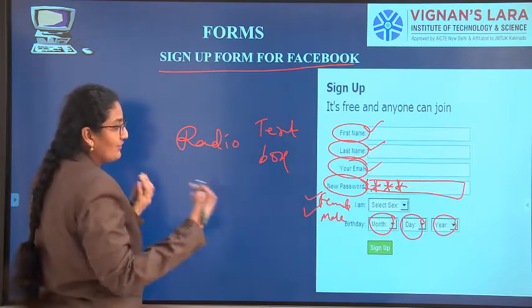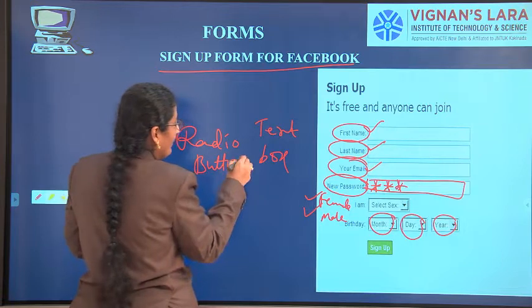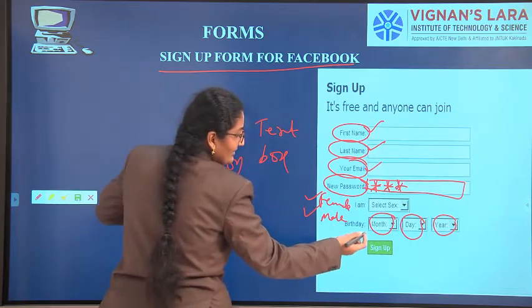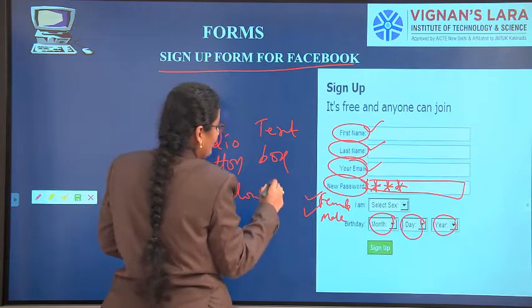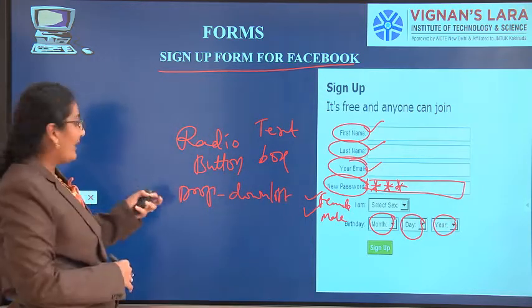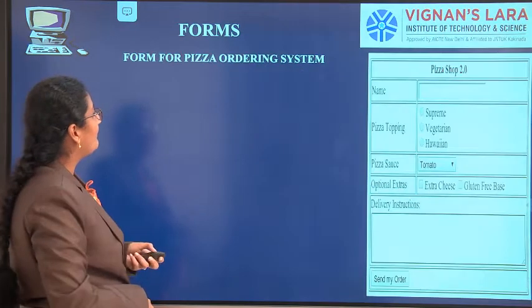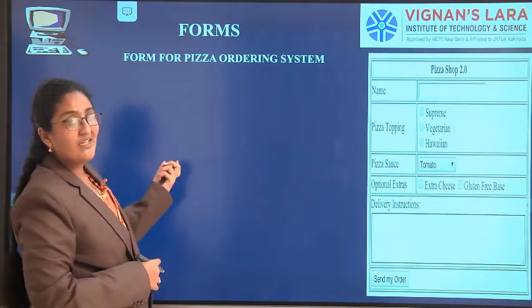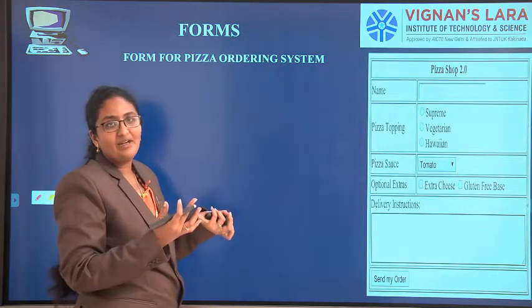Password is in some other form, password format. Gender is in radio button format. Same way your birthday will be in drop down list. So this is one kind of form. At the same time, see, this is the form for pizza ordering. See, different forms will have different attributes.